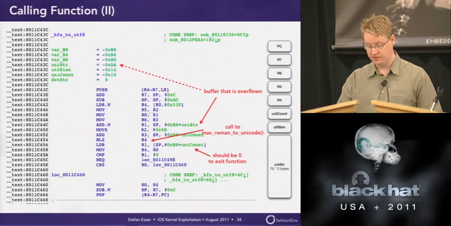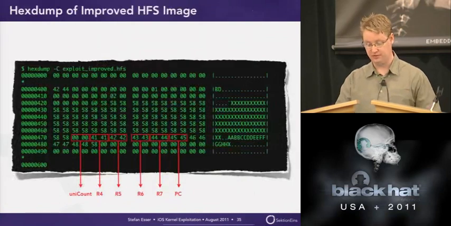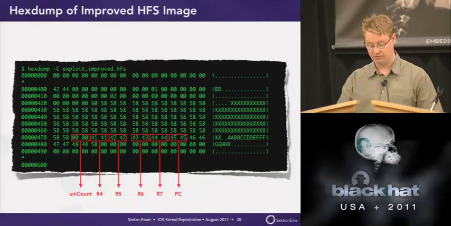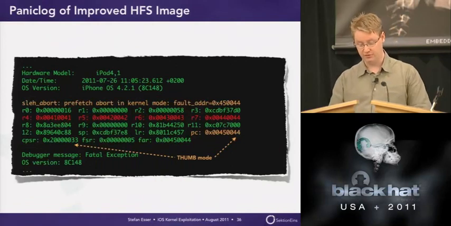And so we just improve our HFS image. You see now we have set the unicount to 0 and try to set some values for R4, 5, 6, 7 and PC. Then we try the same thing again and get another crash dump. And now you see you control all the registers R4 to R7, and you also control the program counter.